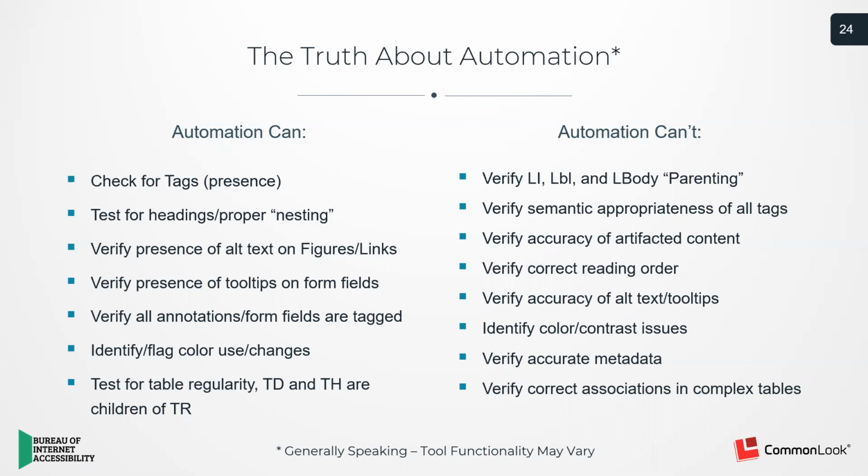The same thing with content that's been artifacted. Is it accurate to have artifacted it? Maybe it does convey information. So through automated tools, that has to be verified. Lists typically have a lot of issues and how they need to be tagged properly so they make sense. So that has to be verified. We talked about color contrast, metadata, and tables are typically things that automation struggles with.